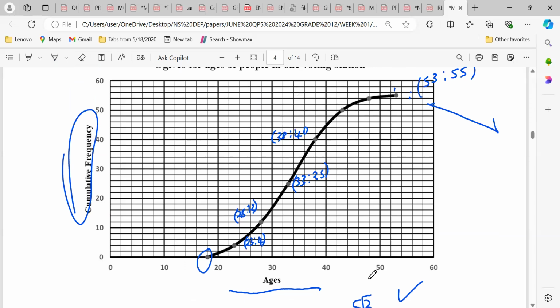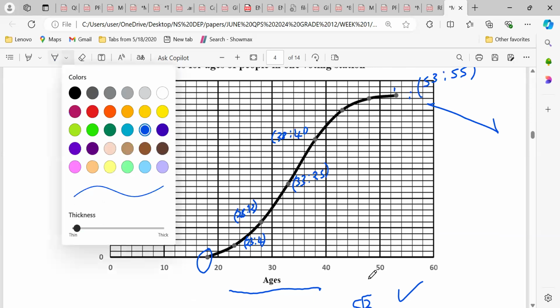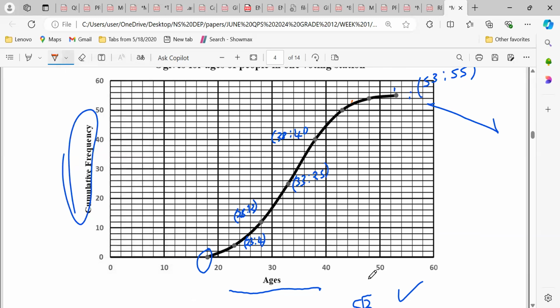Next one, what do we have? We have 43 and 50. Okay, last but not least, we got the last one. We said it's 53 and 55. So what is going to be the cumulative?